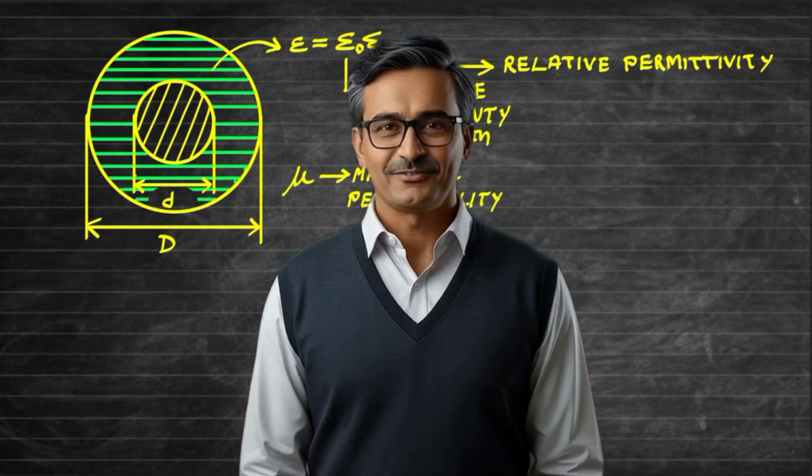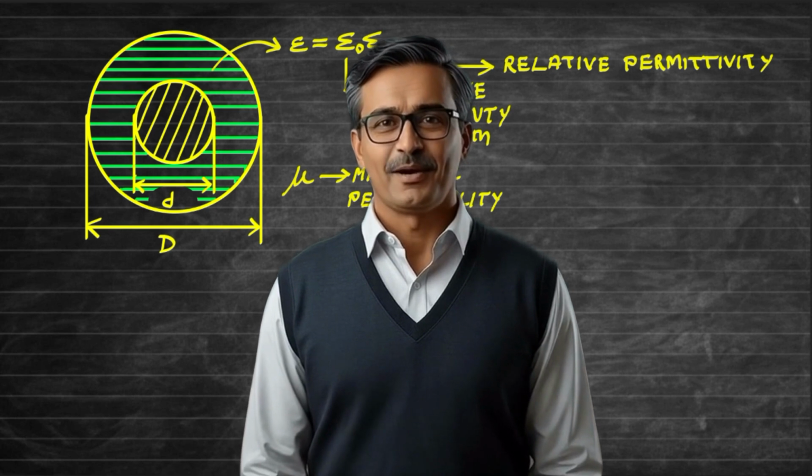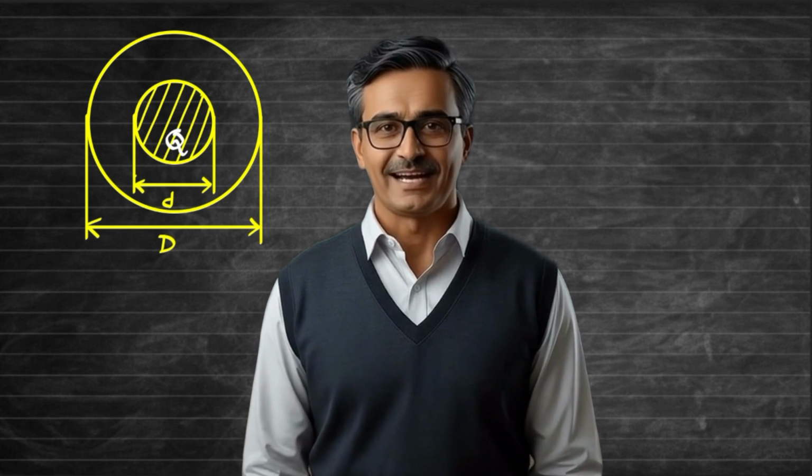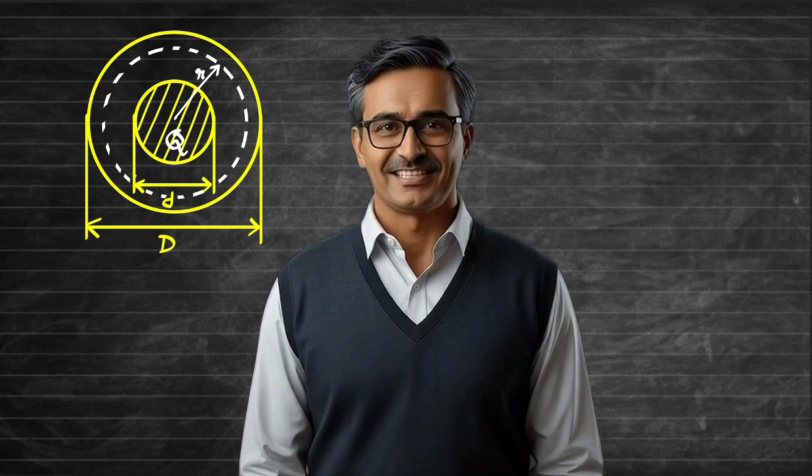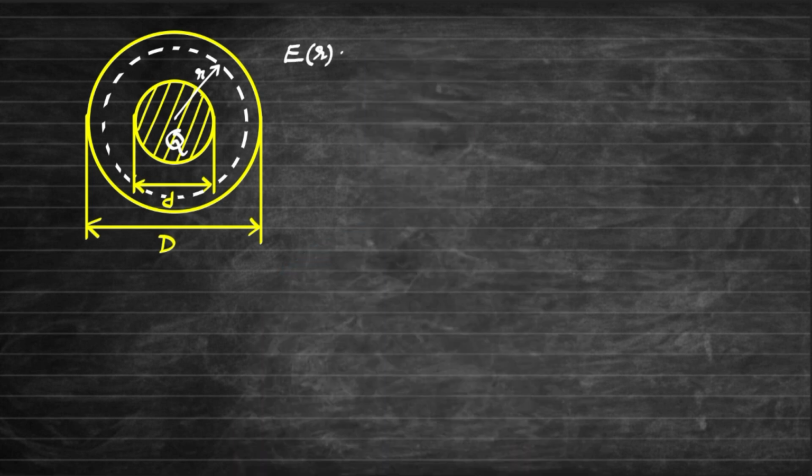Now, we shall first calculate the capacitance per unit length of the cable. For this purpose, let us assume that the inner conductor carries a charge of q coulomb per unit length. Now, by applying Gauss's law, the electric field at any radius r from the center of the cable can be written as E(r) = q / (2πεr).